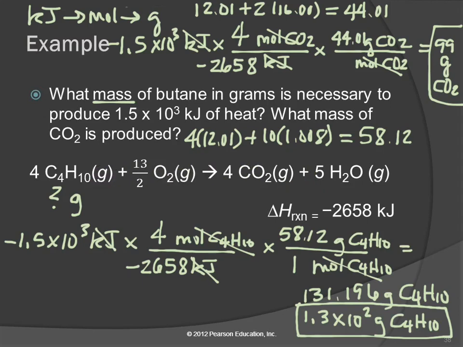Any questions? Yes? Just to be clear, the 1.5 times 10 to the third is negative because it says necessary to produce? Yes. It's producing. It's not absorbing energy, it's producing it. And if we don't put the negative there, we have the negative on this one and we end up with a negative mass. Any other questions?